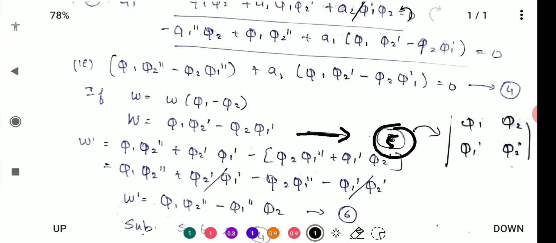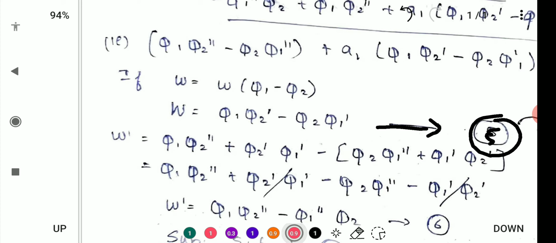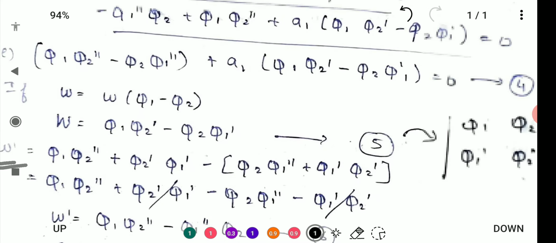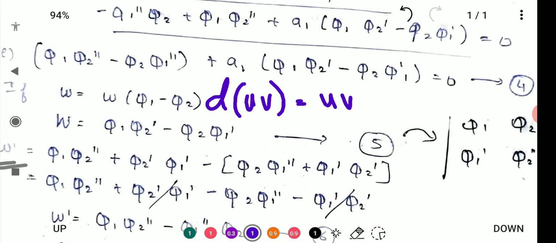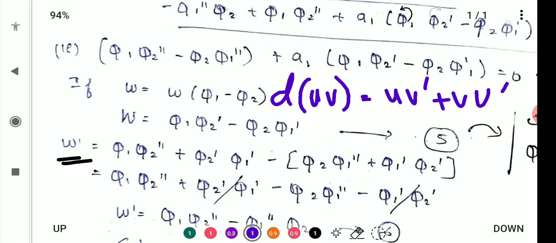Then, this is small w, and I am going to differentiate that equation. It is simple. W dash is equal to, we know the formula for differentiation of uv, which is u v dash plus v u dash. The first term is u and the second term is v. So here u v dash, where v dash means we differentiate this.